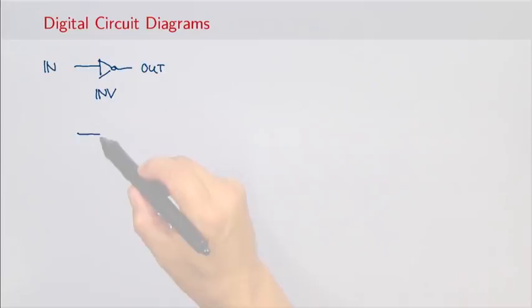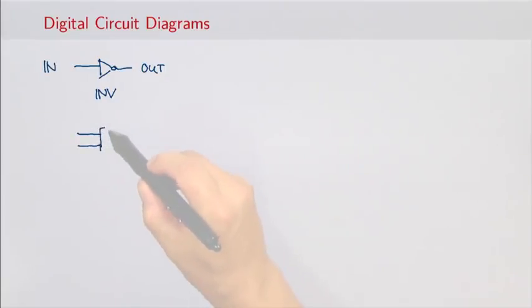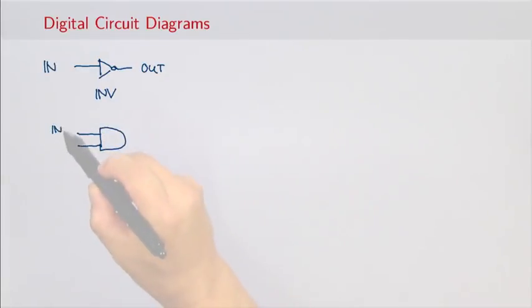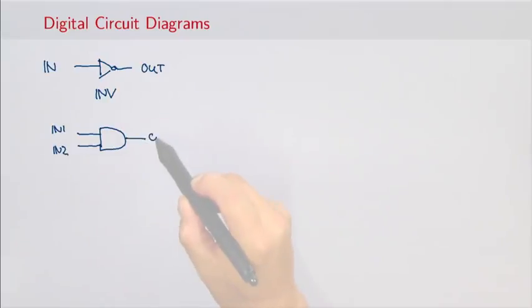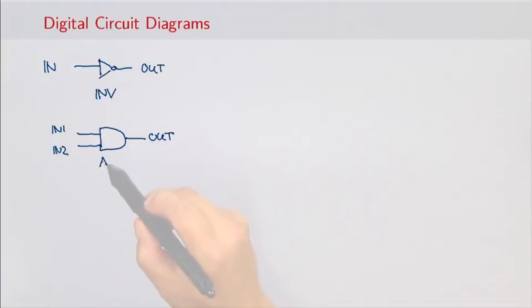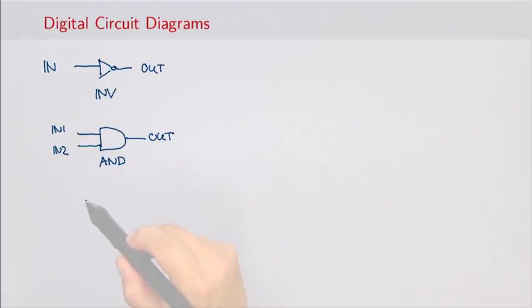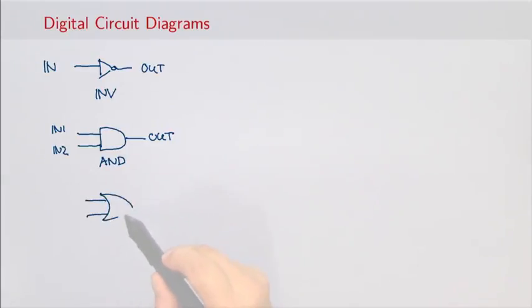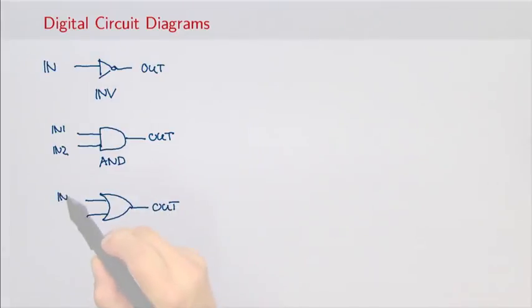The second basic gate is the AND gate. So that's written like this. It takes two inputs and takes the conjunction of the two inputs as its output. So the output is true if both inputs are true. And finally, we have the OR gate, which takes two inputs and converts them to an output which is true if either of the two inputs is true.